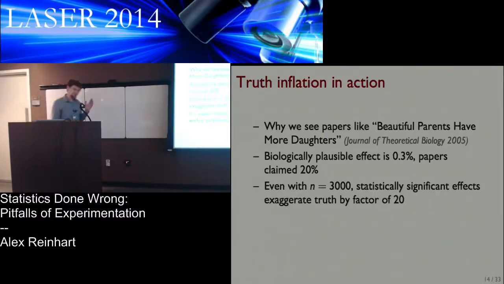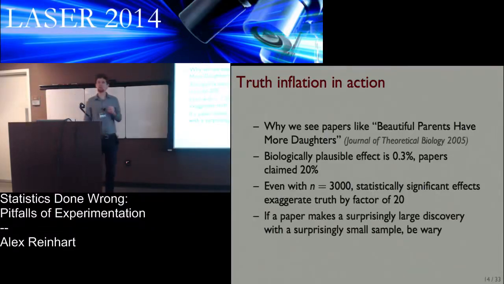So if a paper makes a surprisingly large discovery, they've found something which is startlingly large, but they have a fairly small sample size, maybe it's true there's an effect, but you should think, this is probably exaggerated. This is probably too big. We need a larger sample to nail this down.